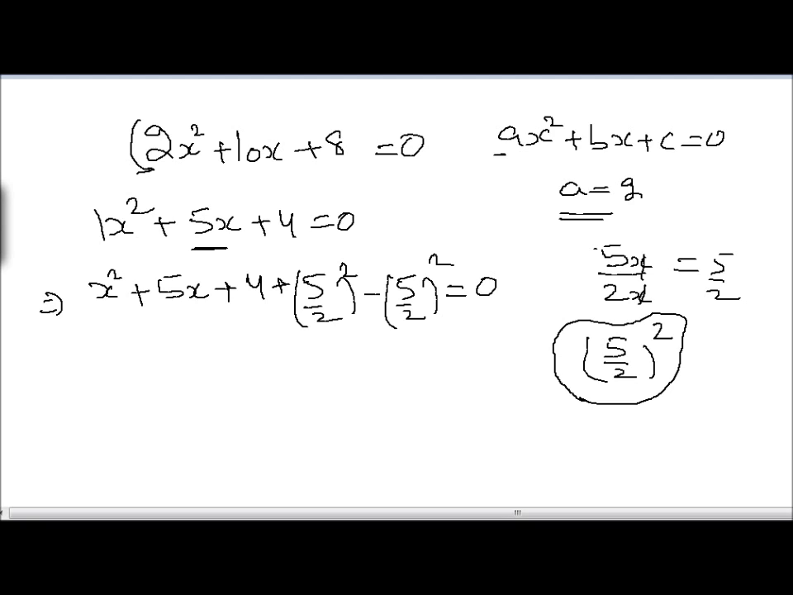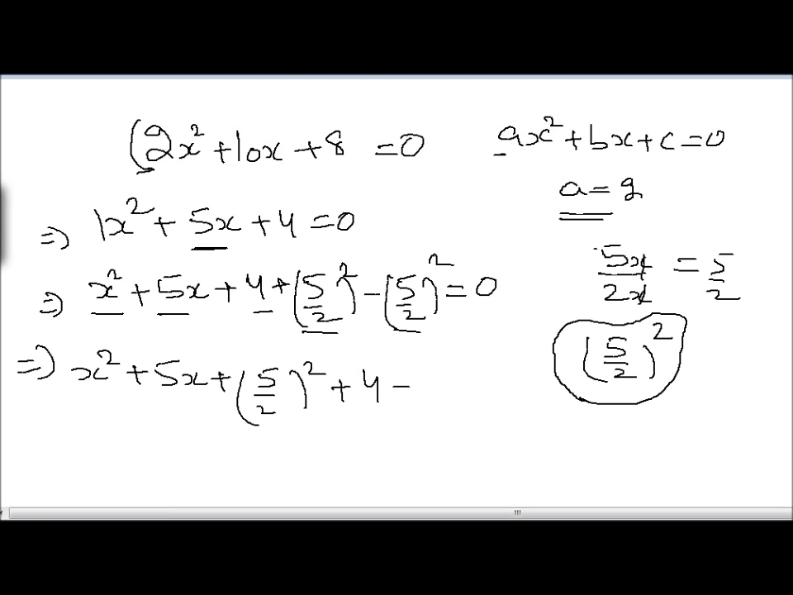Now I just shuffle some terms, and the very first two terms remain at their original position, and I can bring this (5/2) square along with 5x, and I write the rest of the terms as it is. It's 4 minus, and 5 squared is 25, and 2 squared is 4, is equal to 0.